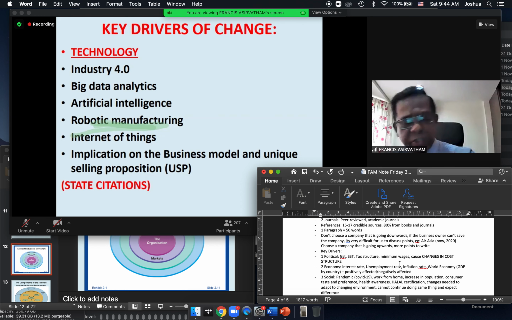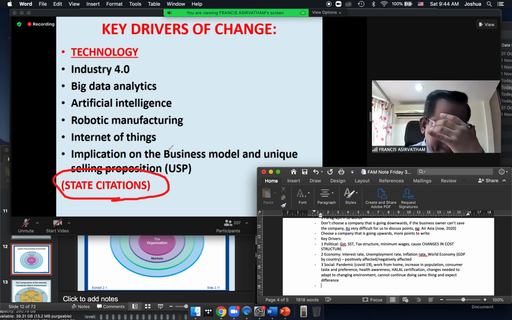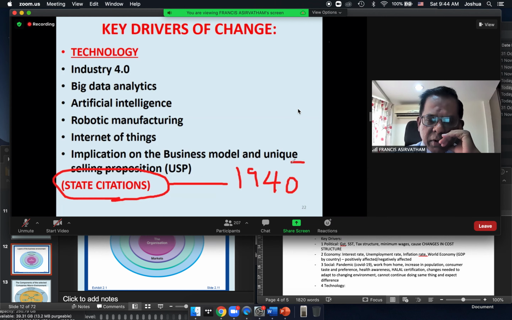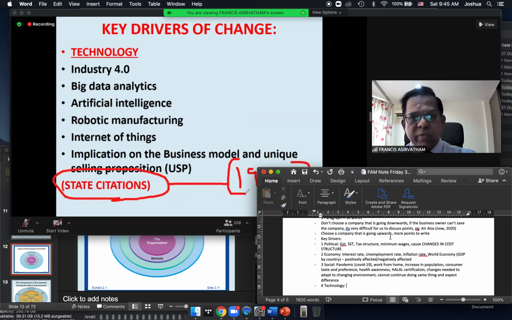So when you talk about these changes, you need to put a citation. This is very important. Again, an MBA example, a full-time example. A fellow put 1940, before I was born. The citation is before 1940, and the citation is appearing in the PESTEL environment. The PESTEL environment must have up-to-date environmental factors. This fellow put a citation from 1940. This is World War time, man. And I was not even born in this period.